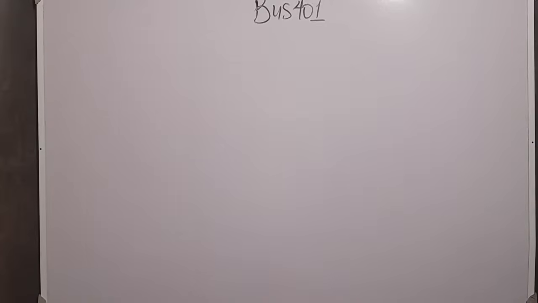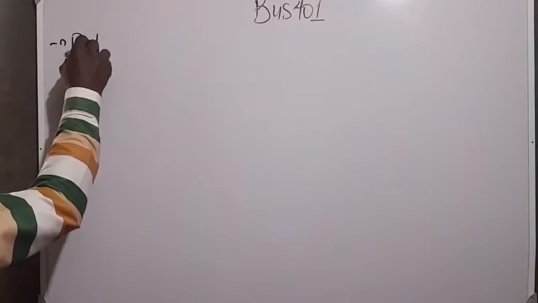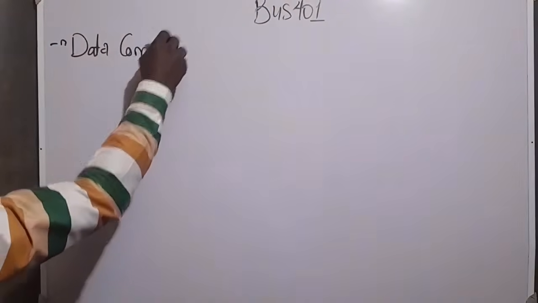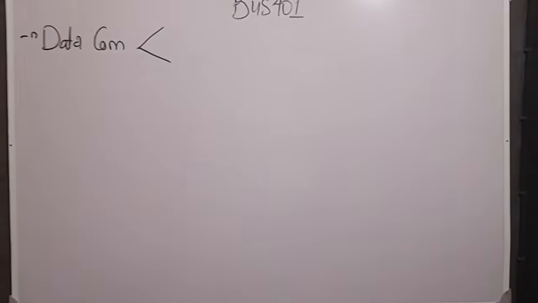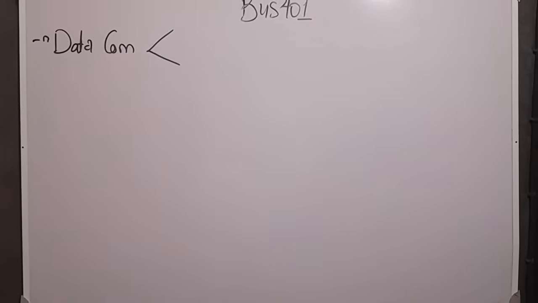Now let's get something straight. When we talk about data communication, like I usually say, there are important things you must note. When we talk about any concept, there are pointers you must note. So as far as data communication is concerned, what are the pointers we must note?